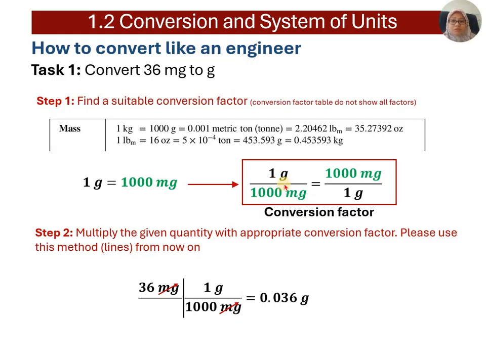So how to determine between the first one and the second one, which one is appropriate, is you have to make sure that the unit can be cancelled out through division. So milligram is the one that you want to cancel out and you want to remain gram. So 1000 milligram should be at the denominator, 1 gram should be at the numerator. So if you calculate it, 36 divided by 1000, you should get 0.036. And the unit that you will get after cancellation of milligram is gram. So this is the final answer of the conversion.